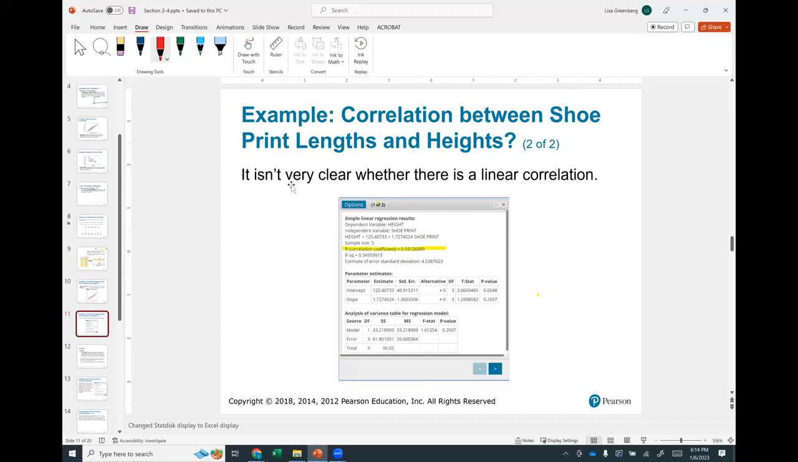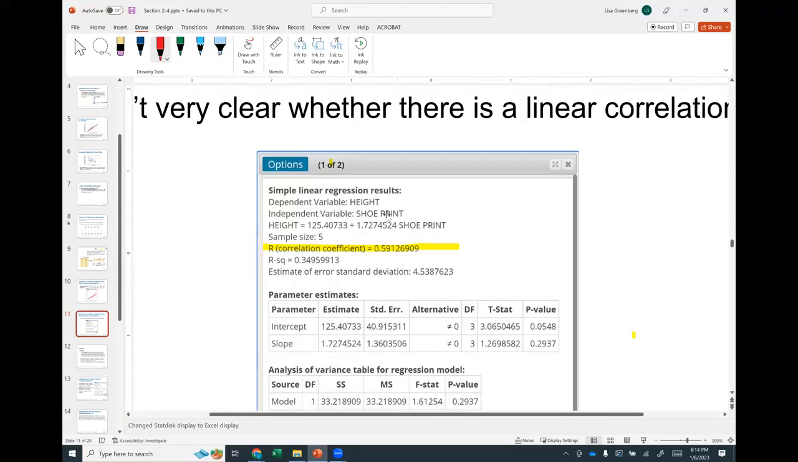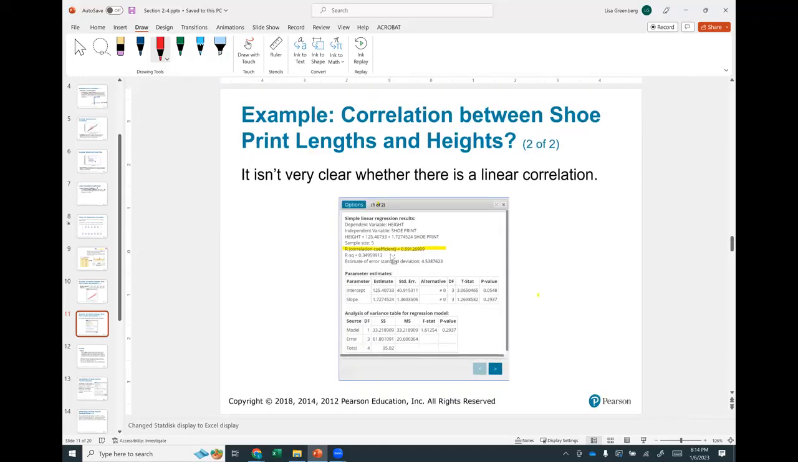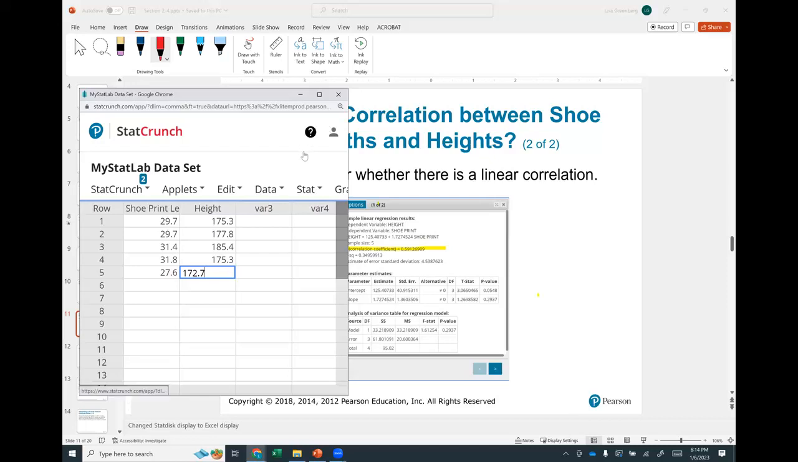Next, as I just said, it's not really very clear whether there is a linear correlation. So here we can see, and I'll show you how to get this from StatCrunch as well, that here my R is 0.591269. So let's say 0.59, right? Well, it's not that close to 1. It's not really very big. Let's see how we get that from StatCrunch, because part of the point here is to actually get the data.